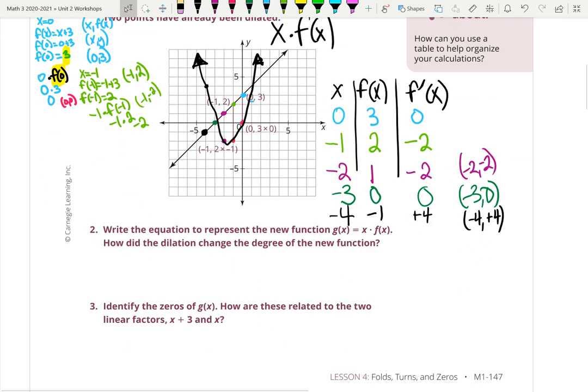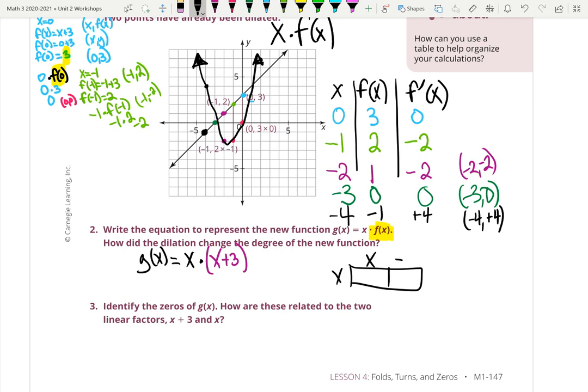So what is the equation of this new function? Well, this is the math part. This is where we excel. G of x is going to be equal to x times f of x. What is the rule of f of x? Well, what are we talking about? X plus 3. Multiplying this out, this means that I'm going to go ahead and distribute x to x and positive 3, resulting in x squared plus 3x.